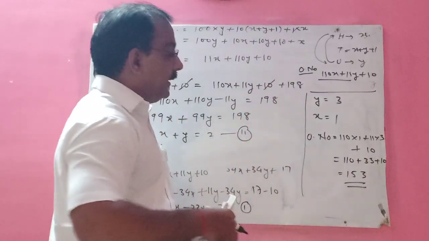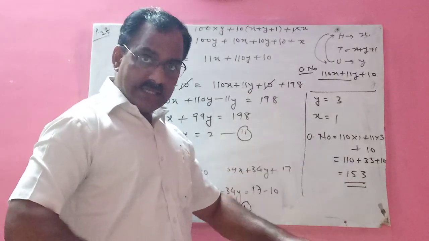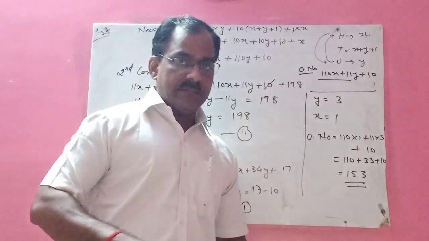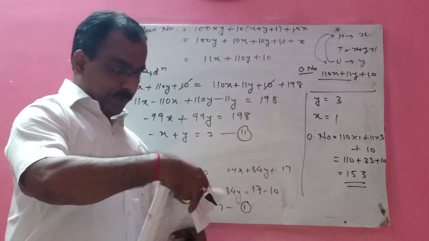You can see here the sum of these two, 1 plus 3, is 1 less than the middle digit. So finally you write down your answer that the 3-digit number is equal to 153.